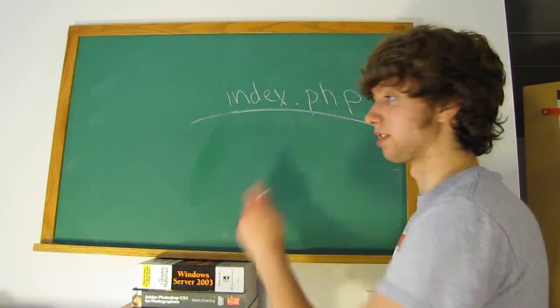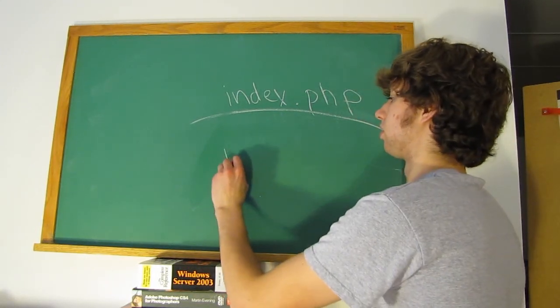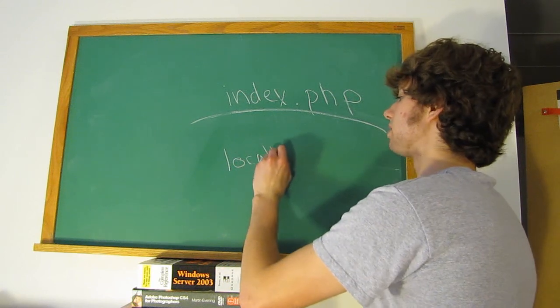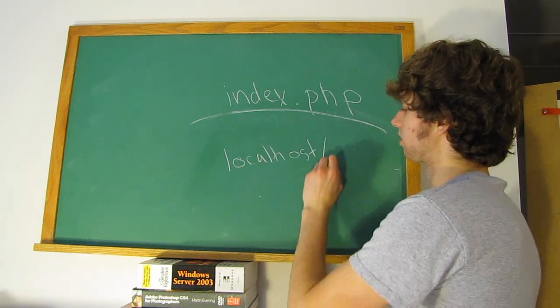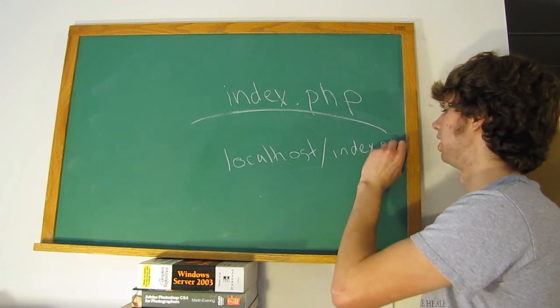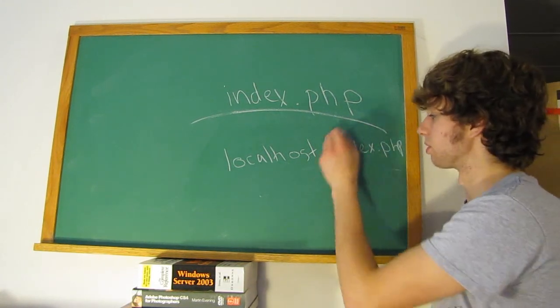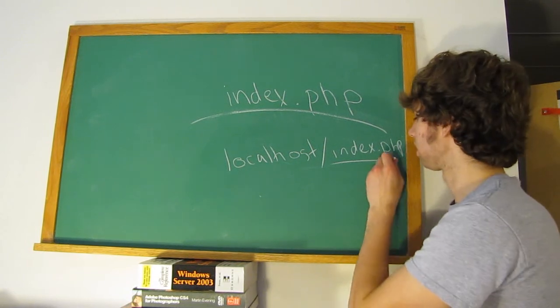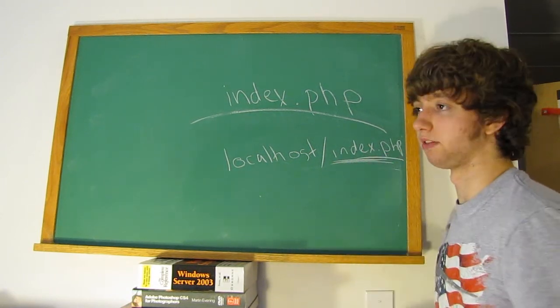So how would we access this file? Well, we could go to the website localhost/index.php. If you just put /index, it probably won't work. You need the .php file extension.